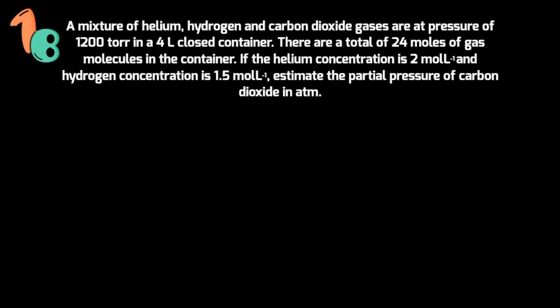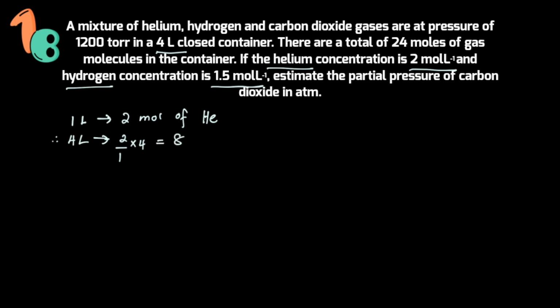From the question, we know that the volume of the container is 4 liter and the concentration of helium and also hydrogen is 2 mole per liter and 1.5 mole per liter respectively. Since the volume of the container is 4 liter and the helium is 2 mole per liter, so for every liter, they will have 2 mole of helium. So since we have 4 liter, 2 divided by 1 times 4 is equivalent to 8 mole of helium.